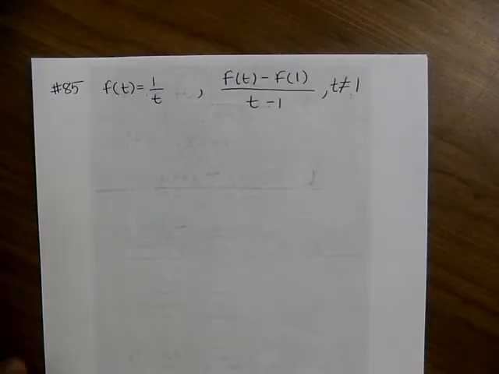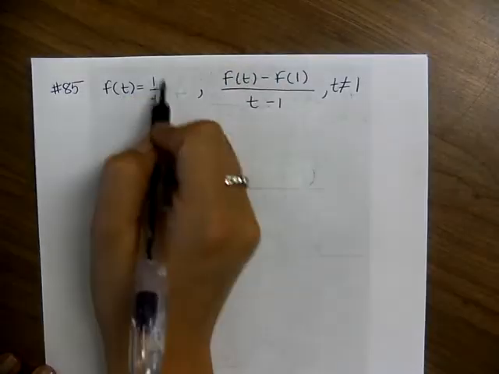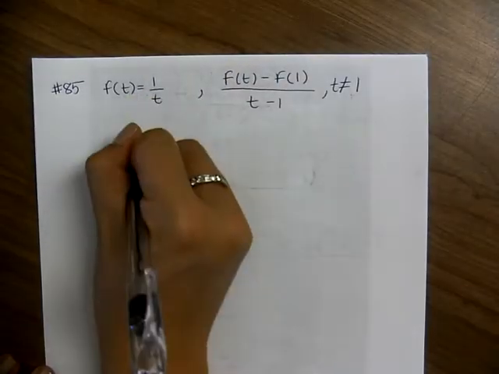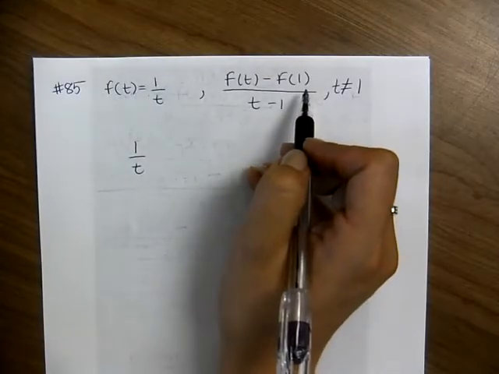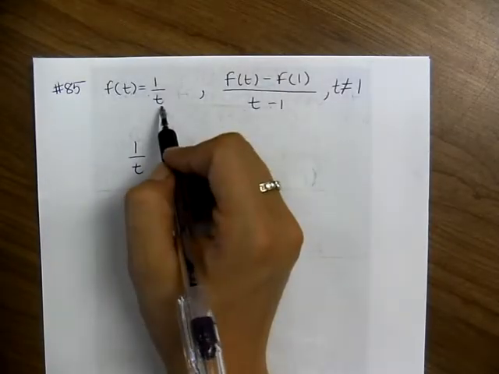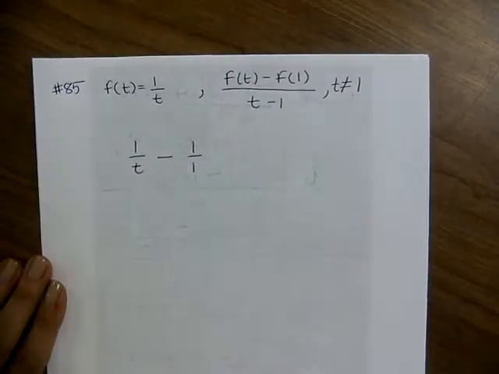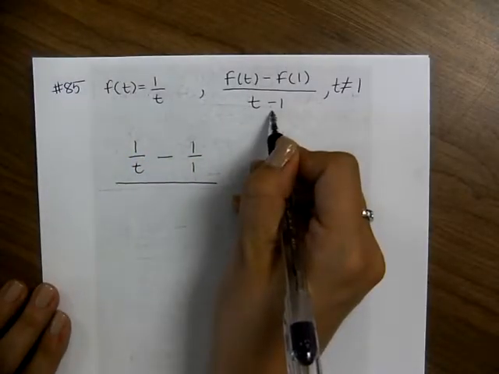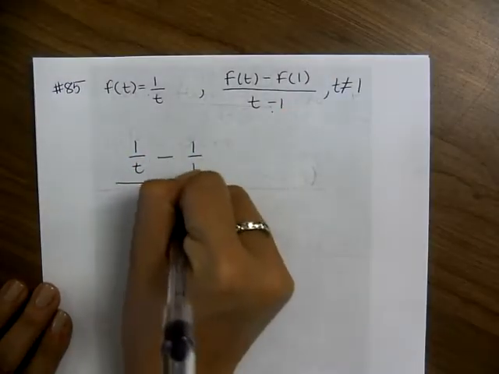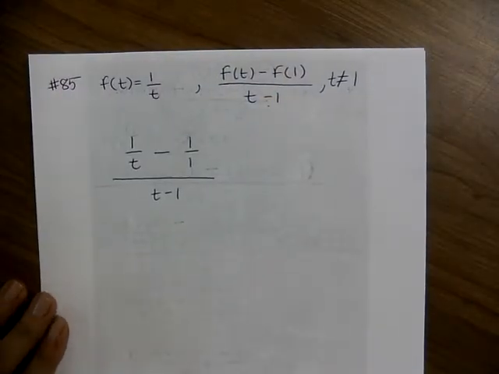Okay, so you should have it plugged in at this point. Do you have f of t? So that's exactly what you see here, 1 over t. Then you're subtracting f of 1, which is like saying where you see t, you plug in a 1. So now we're going to subtract 1 over 1. And then we're going to take the whole thing and divide it by t minus 1. Do you have this? Okay, good. That is a good start.